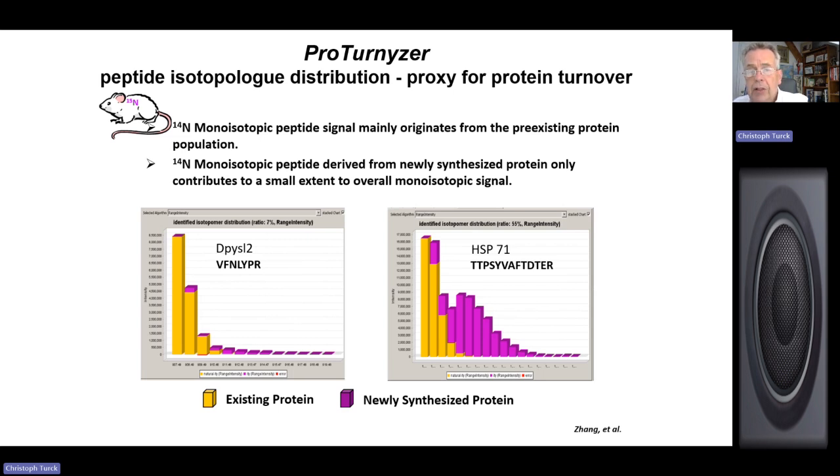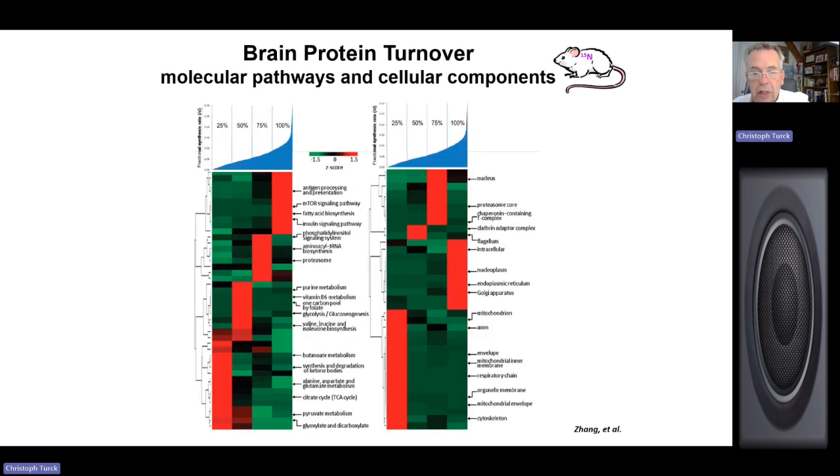The software, by the way, relies on the assumption, and that's something we proved, that the 14N monoisotopic peptide signal mainly originates from the pre-existing protein population. That's an important assumption in this case. Now, Yaoyang did this extensively again for brain and hippocampal proteins. And he produced a summary of the results with regard to what molecular pathways are very active in the brain and which ones are less active with regard to protein turnover. So very valuable data about brain physiology.